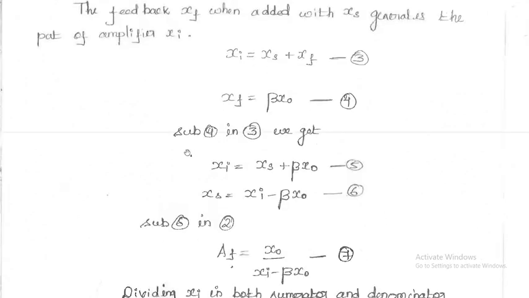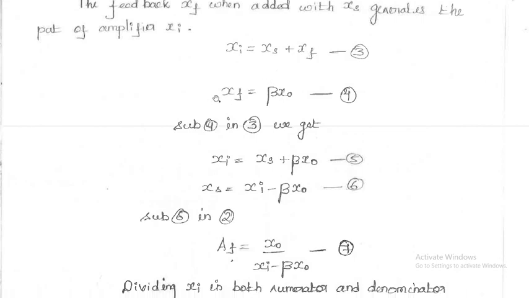Now the feedback xf, when added with xs, generates the input of the amplifier. So we can write xi equal to xs plus xf. I already mentioned, we are using both in the same phase, so there is a positive sign. So xi equal to xs plus xf, because the mixer network adds the two signals. For the mixer we have two inputs: the first input is xs and the next input is xf.